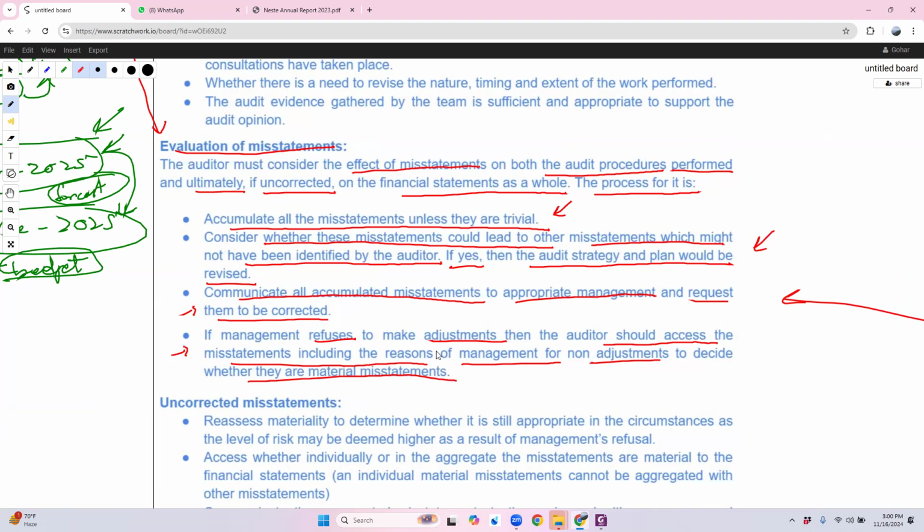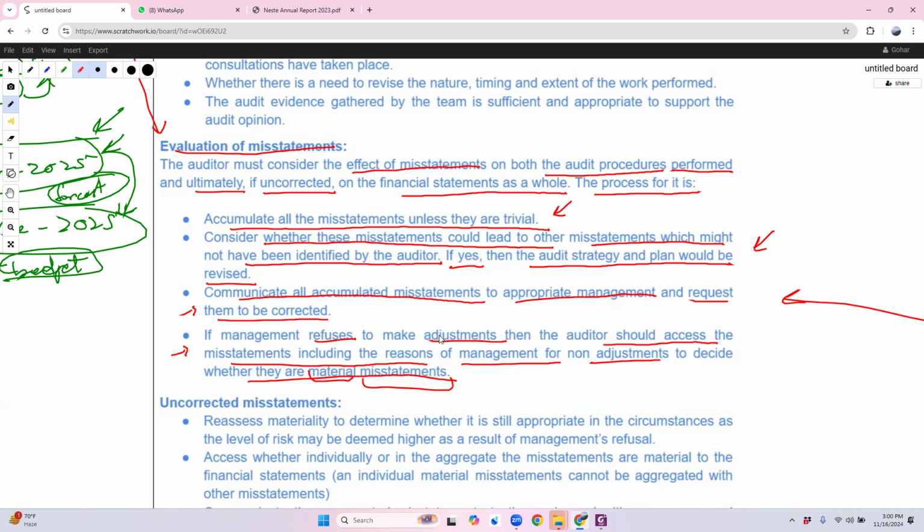You might make some kind of an error, because there are a lot of judgments involved within financial statements. Your judgment may be wrong. You need to sit down with the management, discuss with them, and tell them, please explain to us what is your reason why you are not adjusting it, because you might be right and we might actually be wrong. So based upon that discussion, you will identify whether this is a material misstatement or not.